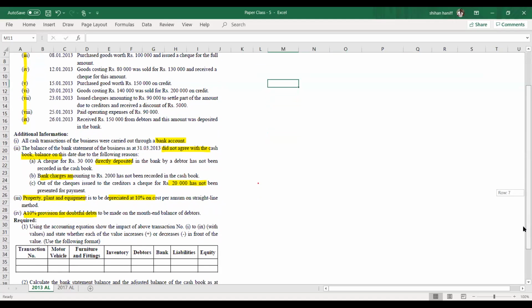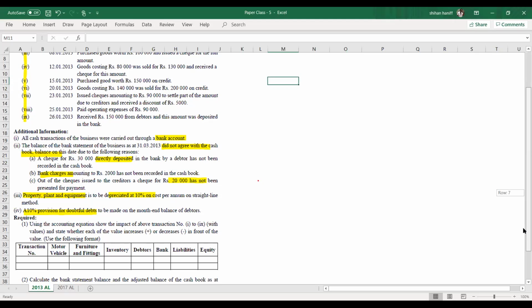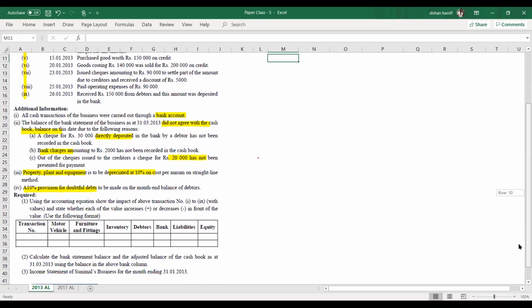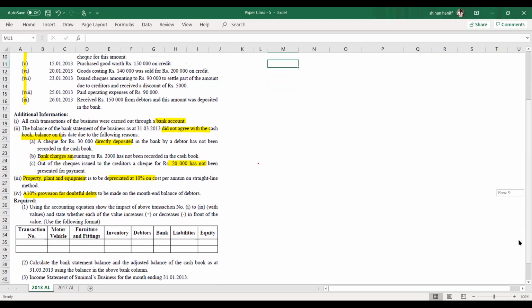Required: using the accounting equation, show the impact of the above transactions number 1 to 9 with the values, and state whether each of the values increase or decrease in front of the value. Use the following format. Then number 2, calculate the bank statement balance and the adjusted balance of the cash book as at 31st March 2013 using the above bank column. Then they ask for the income statement of Sunimal's business for the month ending 31st January.